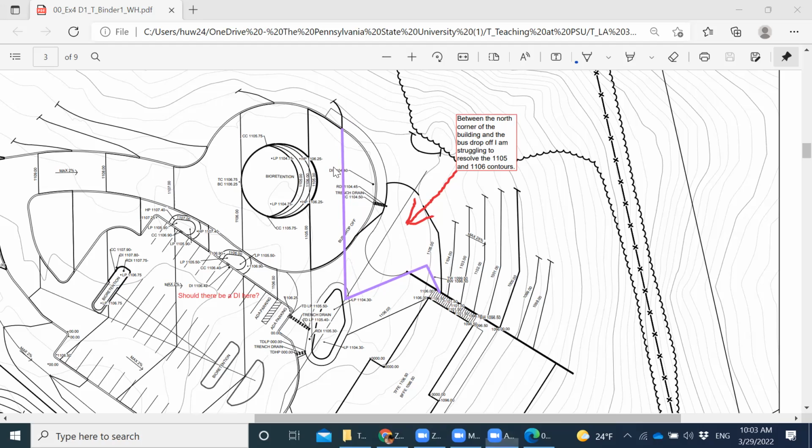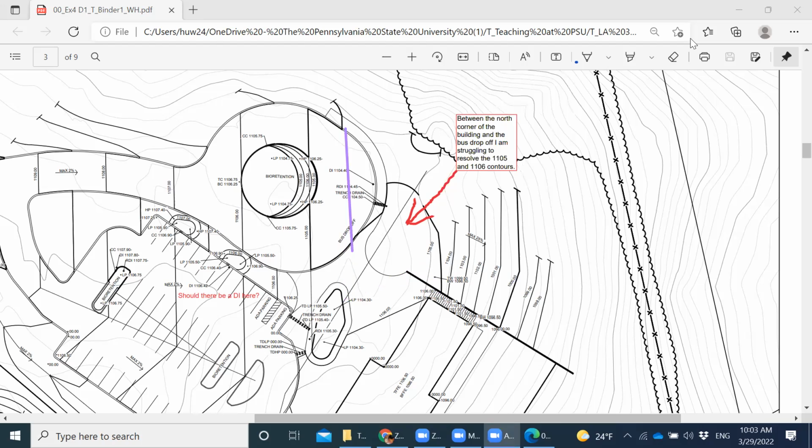Yeah, I think there's a spacing issue about the original 1106. Those contours are spaced, I think, about 50 feet apart, so on that bus drop off, it's confusing me because it pushes it off the pavement entirely. Yeah, let's go back.